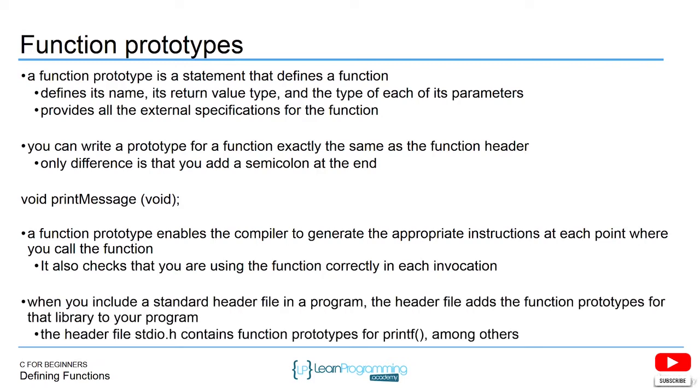When you include a standard header file in a program, the header file adds the function prototype. Function prototypes usually go in header files if you want to reuse them in many different source files. If you're only using them in a single source file, you can just put them at the top in the source file. But because we're using the printf function, which can be used in many different source files, that function declaration will be defined in the header. And in this case, stdio.h.